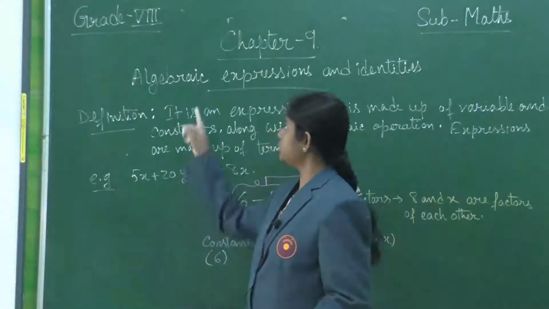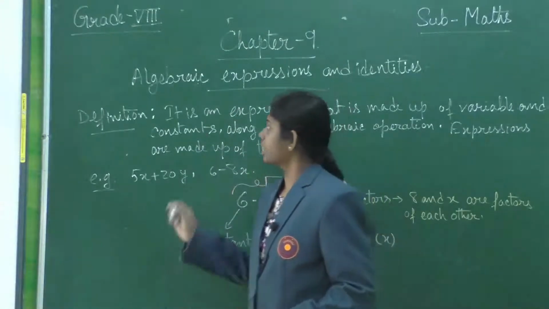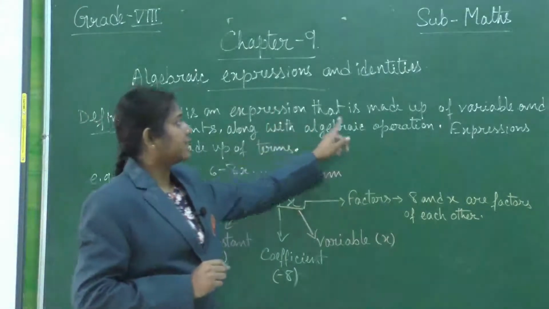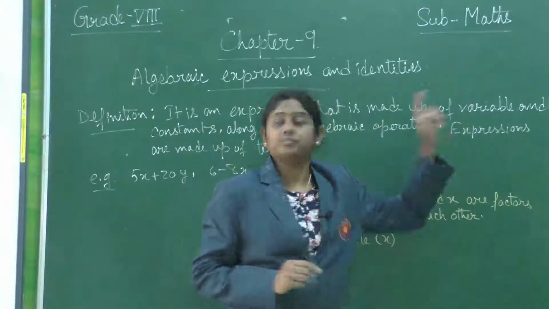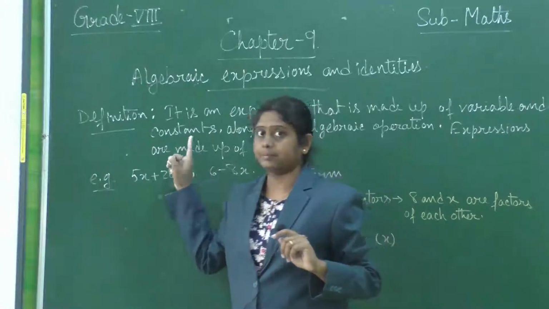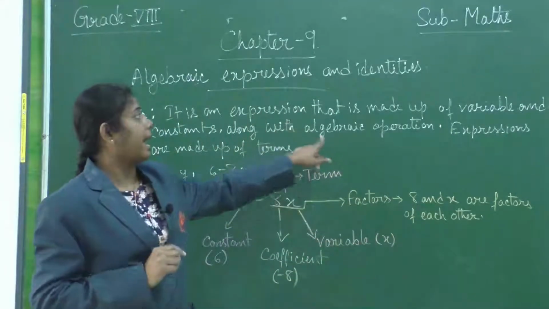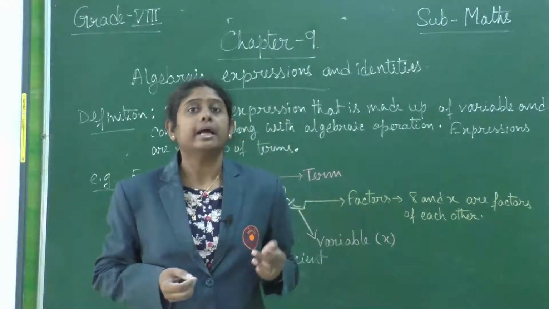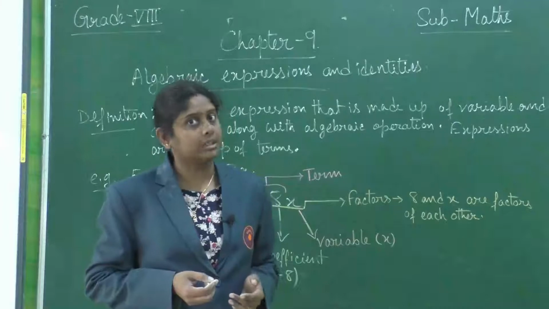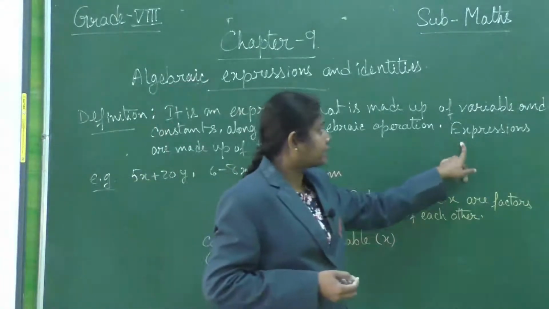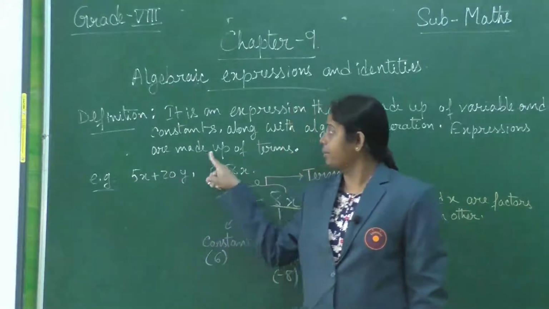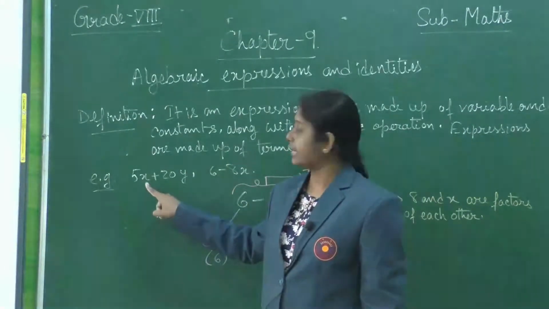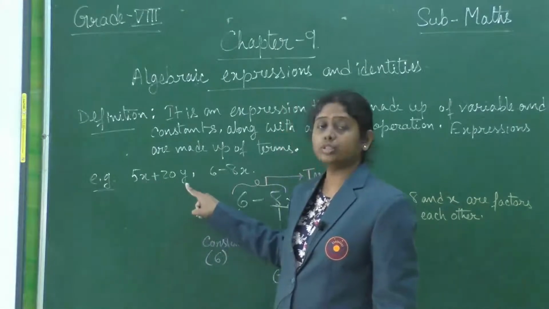First, the definition of algebraic expression. So the definition is, it is an expression that is made up of variables and constants along with algebraic operations like additions, subtractions, multiplications, divisions, etc. Expressions are made up of terms. So an example of an expression is 5x plus 20y.